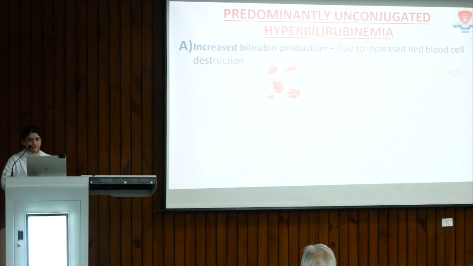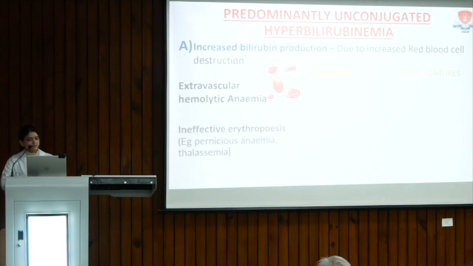Now we'll discuss the mechanisms for predominantly unconjugated hyperbilirubinemia. The first mechanism is increased bilirubin production. In conditions like extravascular hemolytic anemia and ineffective erythropoiesis, for example in pernicious anemia and thalassemia, there is excessive hemolysis. So it leads to excessive bilirubin production, and since the hepatic enzymes responsible for conjugation are rate limiting, too much unconjugated bilirubin would overwhelm the liver. And since the liver is working at its maximum capacity for conjugation of bilirubin, it would lead to increased urobilinogen production. As a result, it would lead to dark urine.